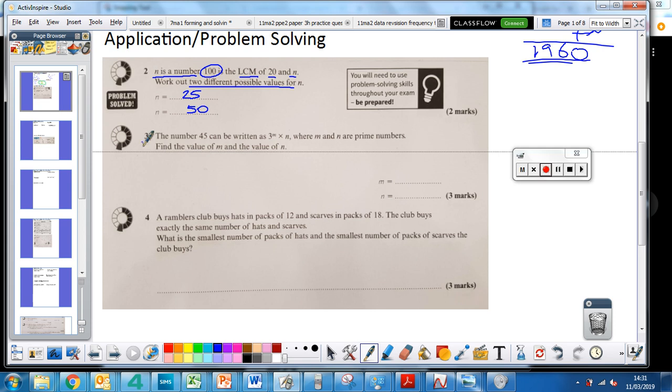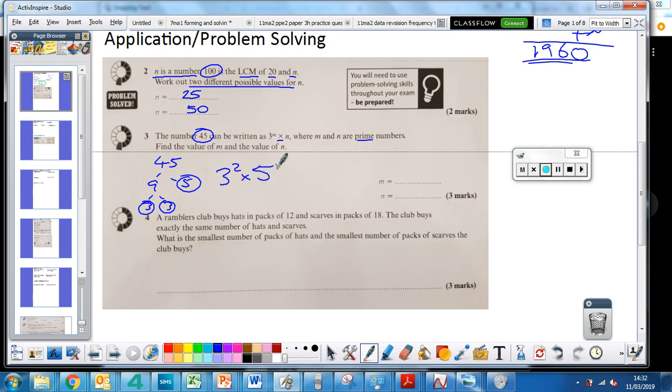Question 3 here. The number 45 can be written as 3 to the power m times something to the power n, where m and n are prime numbers. That puts loads of people off. My argument is the easiest thing to do is recognise this is prime factors, because you see multiples, you see primes, you should think prime factors. So just do it to 45. 45 is 9 times 5. 5 is prime. 9 is 3 times 3. So actually it's 3 squared times 5.